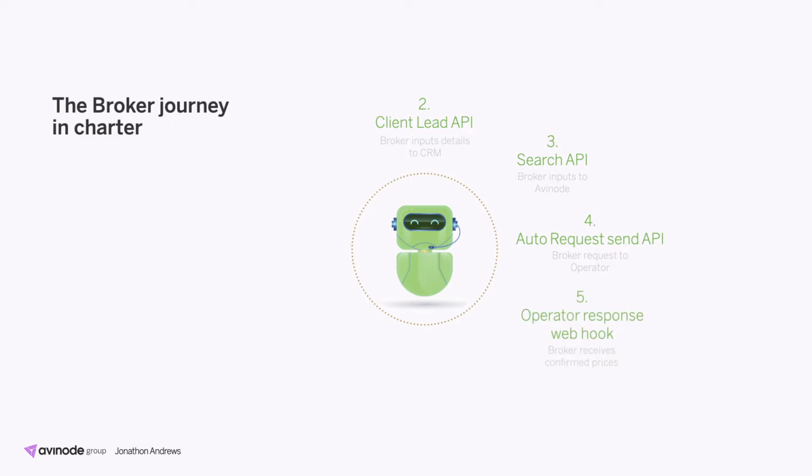And then fifth, we have an operator response webhook. So as the operator responds to the request that automatically got sent through an API, those responses are then fed back into the system that they've created. And then through the same operator response webhook, that information would be put back into the CRM. And then through APIs and webhooks set up with the broker's application, all of these details can then be presented to the end client to look at what options are available.